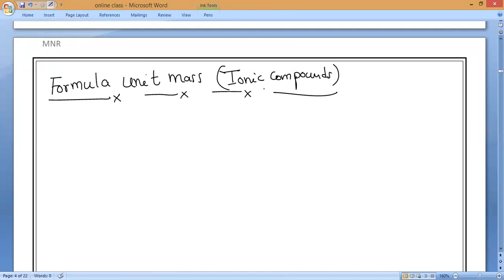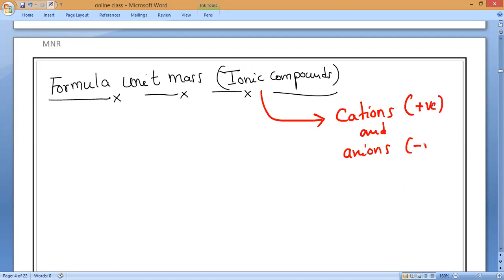Remember, ionic compounds means ions are present. What ions are present? Cations, and another one, anions. Ions are present. Remember, cations mean what charge is present? Positive charge. Anions mean what charge is present? Negative charge. Remember now, this charge does not have any mass, because electrons have negligible mass.